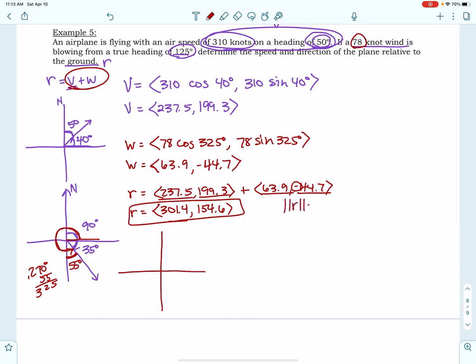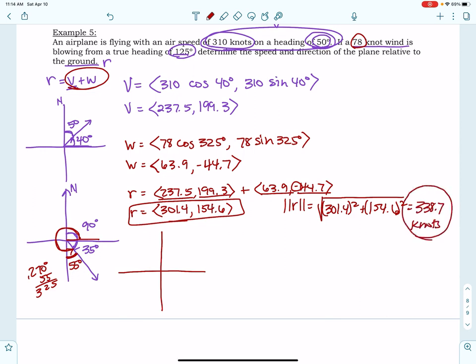Okay, now I'm going to use this to find the direction and the speed. So the speed is going to be the square root of each of those squared and added together. I don't know why I put that in parentheses, but that's okay. 338.7 knots. That's the speed. That's one of my answers. And now I'm going to use this and this. So positive 301.4, positive 154.6. There's my right triangle.